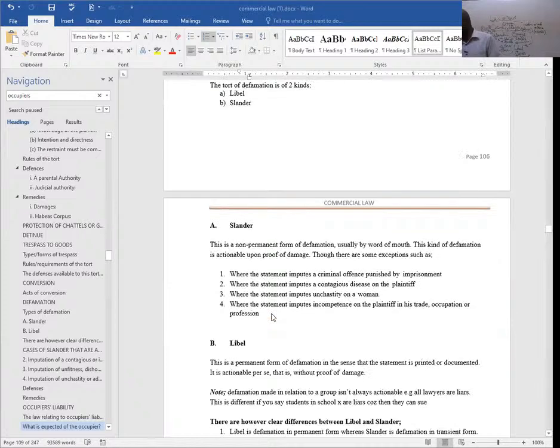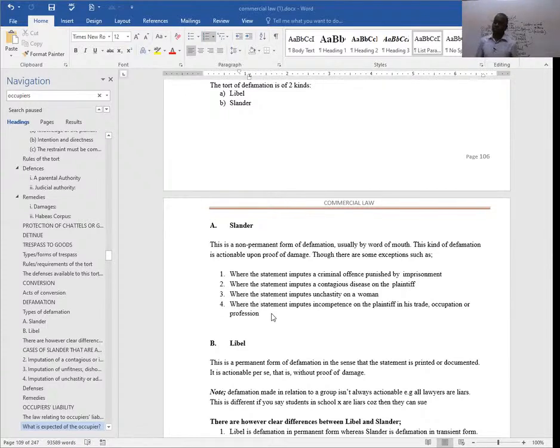Then libel. So this is a permanent form of defamation in the sense that the statement is printed or documented. It is actionable the way it appears. There's no need to prove there are damages. What they mean by per se is just actionable the way it appears, so there's no need to prove there's damage here. But under slander, you have to prove there was damage caused to the plaintiff before the action can be heard or be brought before the court of law.